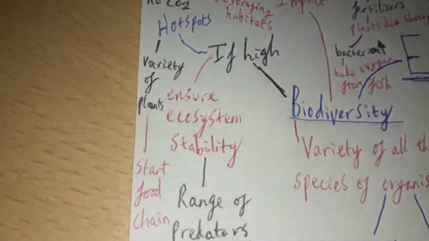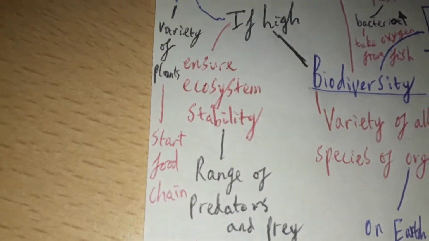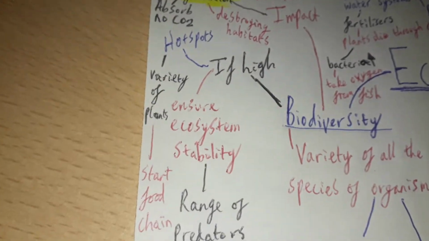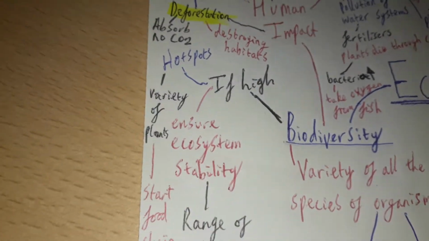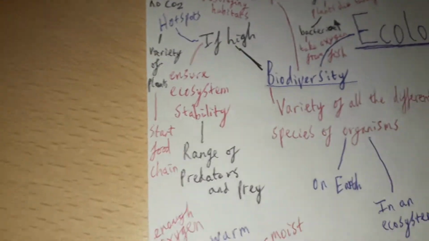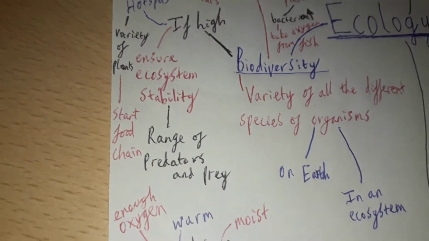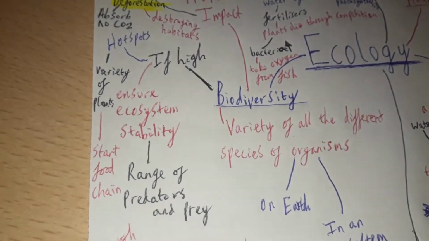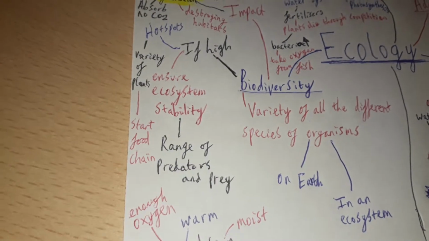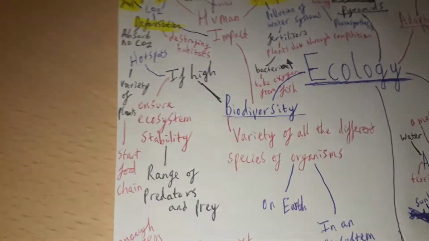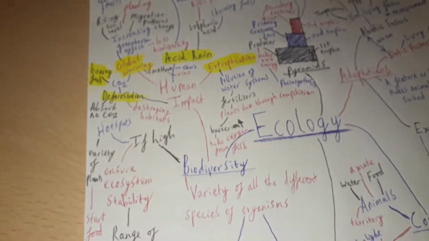Also, if it's high, that helps us ensure ecosystem stability. This is because there's a range of predators and prey. As long as we have enough prey, there's enough for the predators to eat. And as long as we have enough predators, the prey won't get out of control and there won't be too many of them.